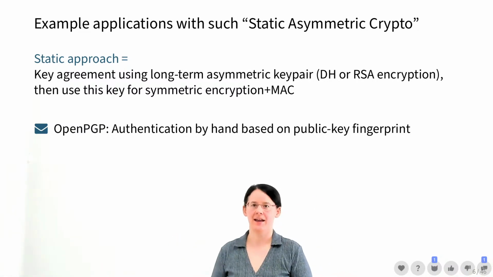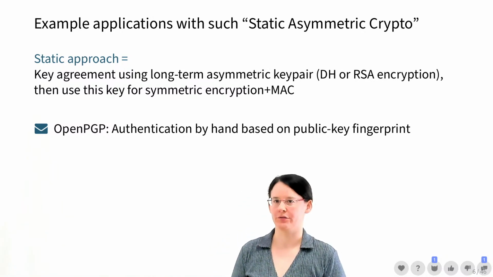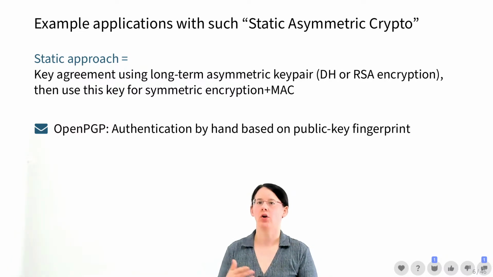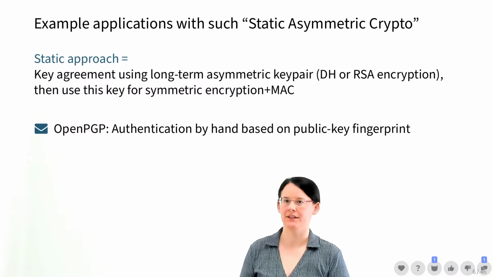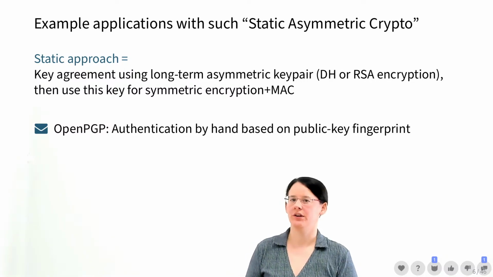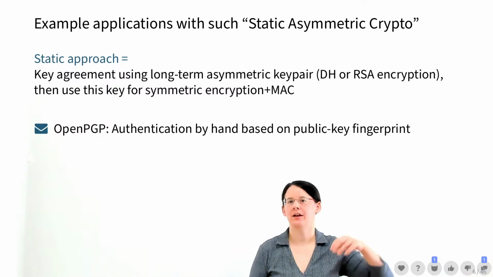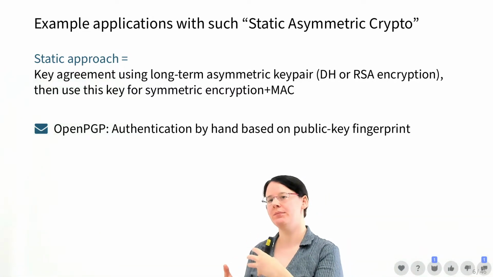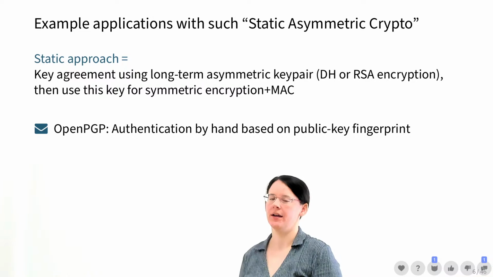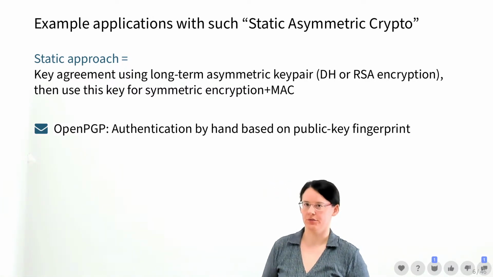If we use the scheme as is and always keep the same private and public key, then this is called static asymmetric cryptography. So this means we use a long-term public and private key, so Alice and Bob both have their long-term public and private keys, and they use these to agree on a key. They could use Diffie-Hellman like on the previous slide, or they could also have keys for RSA encryption and use RSA encryption to encrypt the session key and send it to the other person. And the other person decrypts it with their private key and uses that for the future communication.